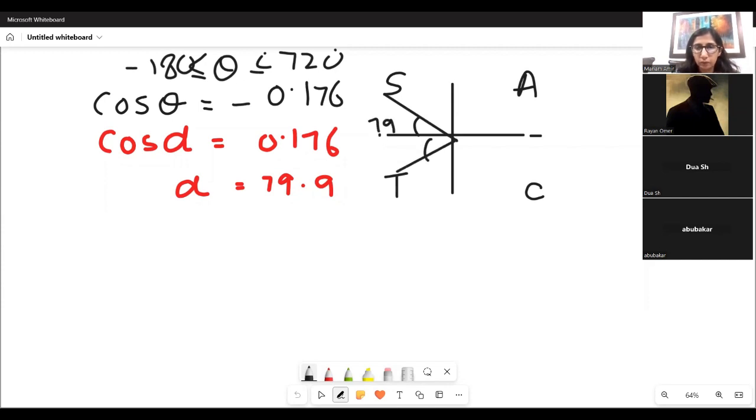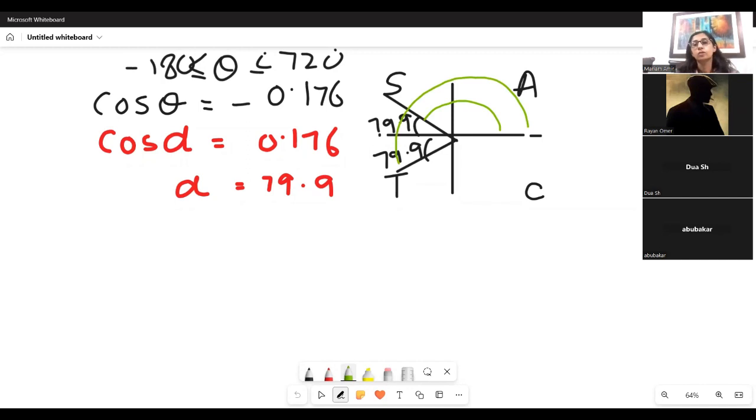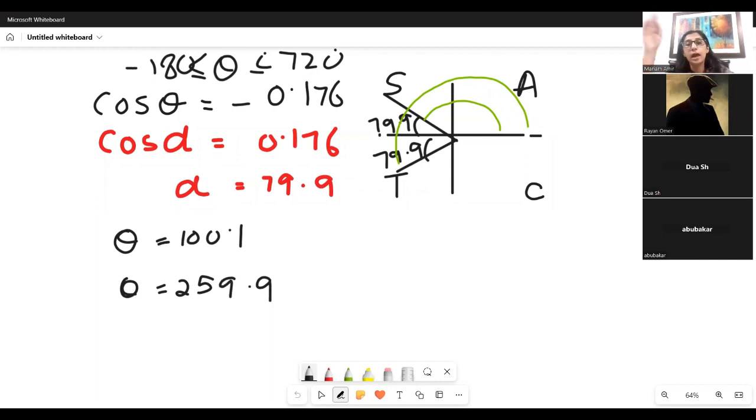So one is 79.9 right here and the other one is 79.9 right here. Now, the angles that we state start from here. So this is one of the angles and this is one of them. 180 minus 79.9 is 100.1. And 180 plus 79.9 is 259.9.